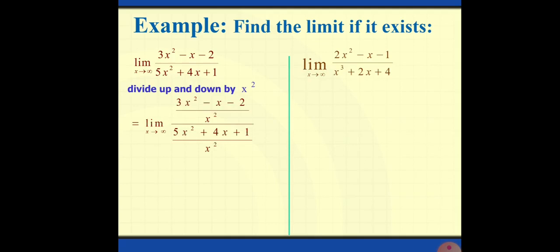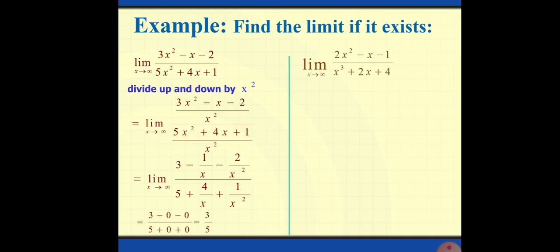So after dividing each term by x squared, we have here 3x squared over x squared is 3, negative x over x squared is negative 1 over x, negative 2 over x squared, and similarly down in the denominator. And if you use the previous rules, we have here the limit of 1 over x is 0, 2 over x squared 0, 4 over x its limit when x approaches infinity is 0, 1 over x squared its limit is 0, so the final answer is 3 over 5.